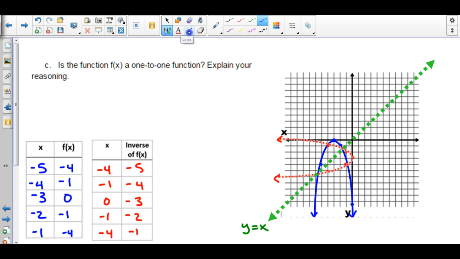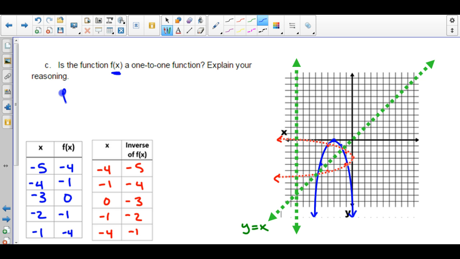So what I'm going to do is take my little line tool. I'm going to draw a vertical line through anything here. So I drew a vertical line through, and since it crosses this sideways parabola looking thing twice, it fails the vertical line test. So if your equation or your inverse equation is not a function, if either one of them is not, it means that your function f of x is not a one-to-one function.